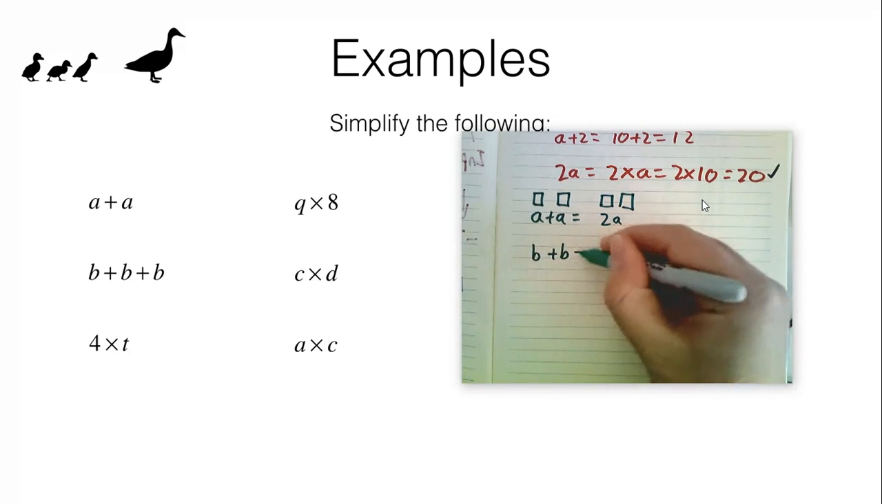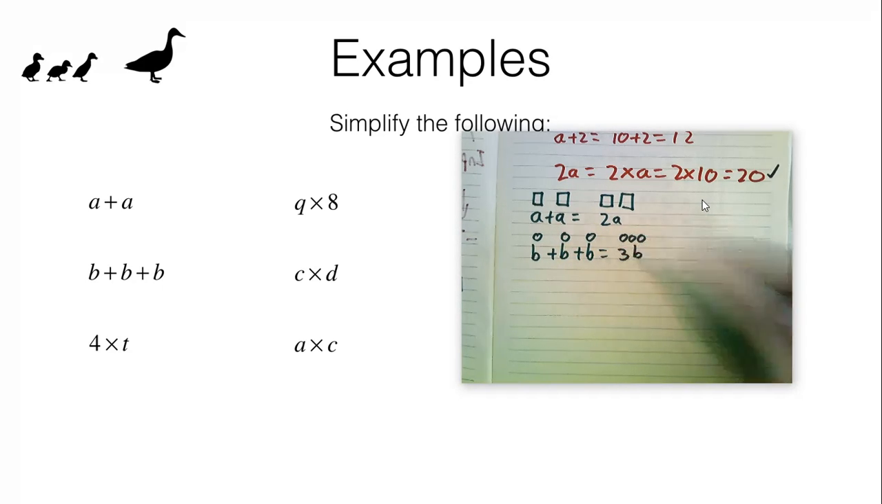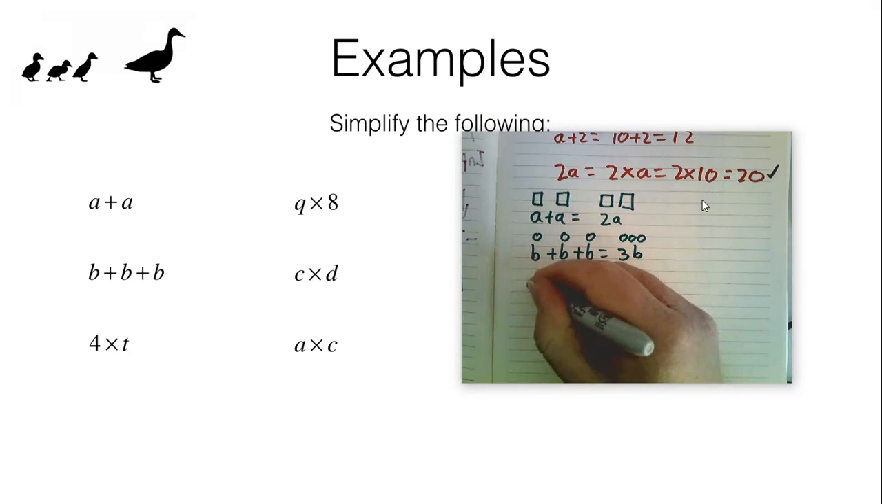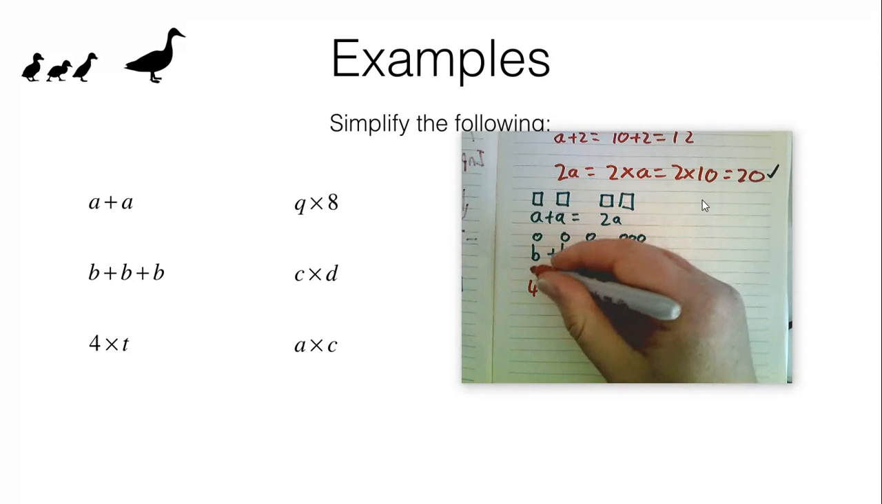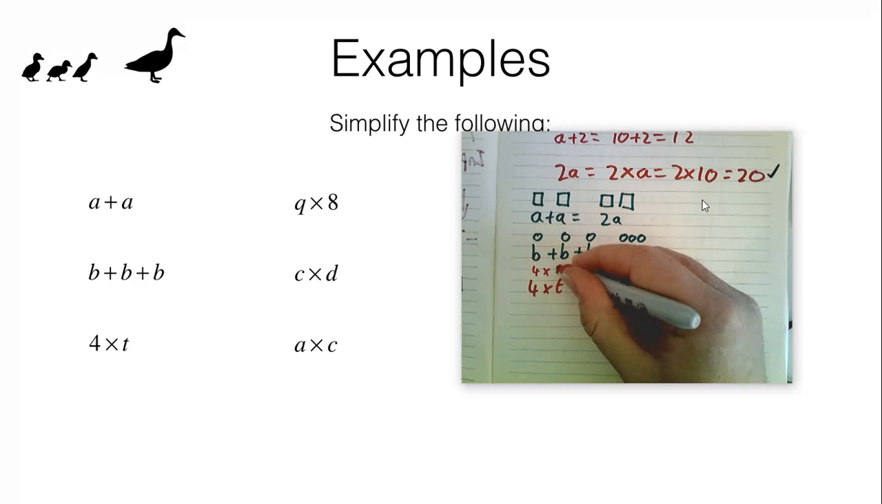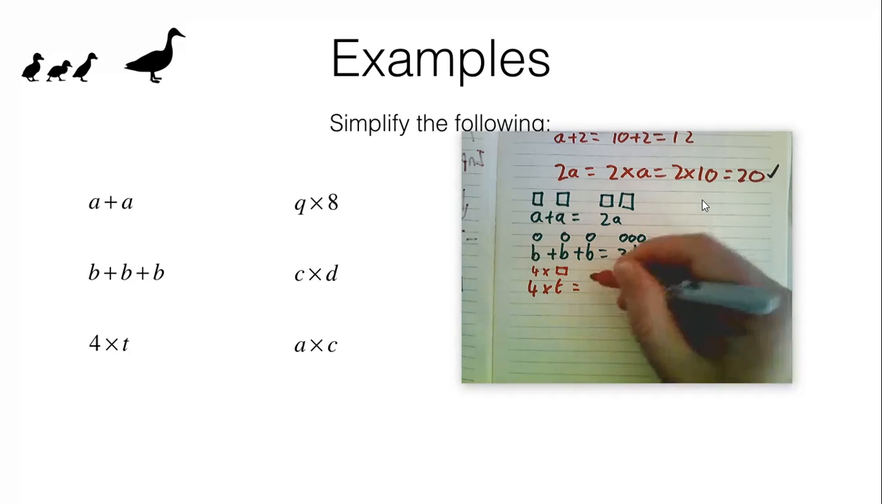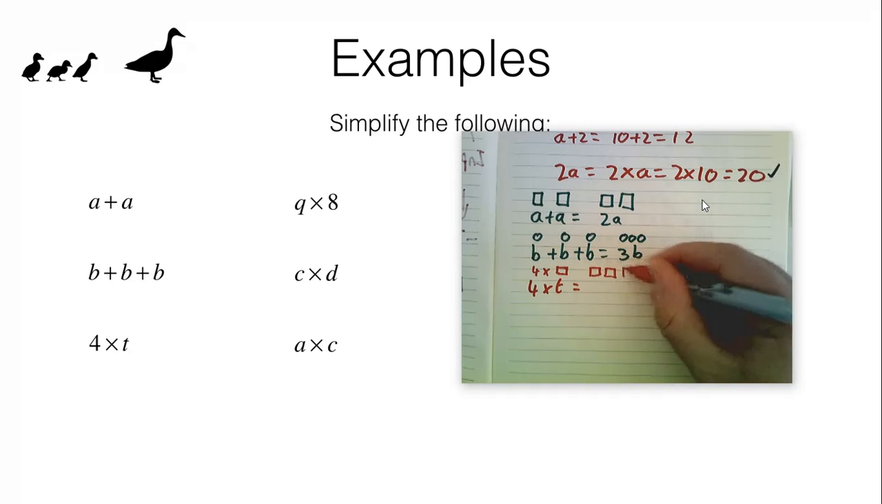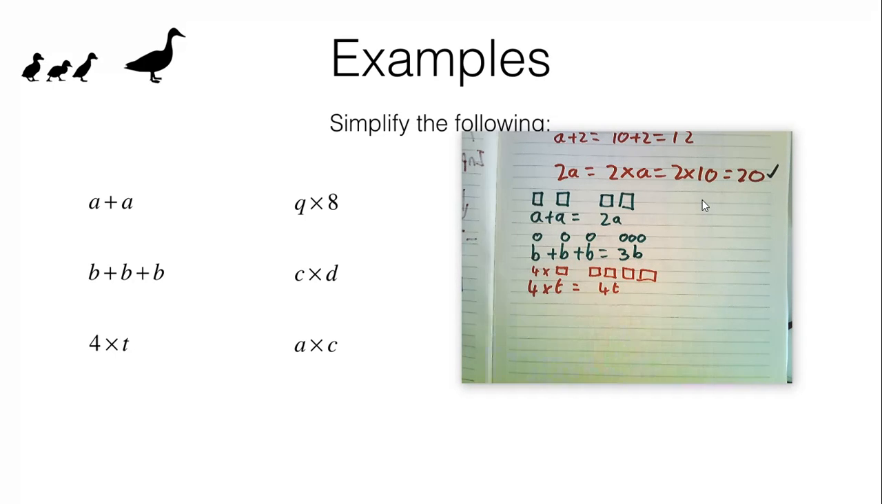B plus B plus B. If I've got a circle and a circle and a circle and I add them together, I have 3 circles, 3B. 4 times T. If I've got 4 lots of a rectangle, if I'm saying I've got 4 rectangles, 4 lots of rectangles, or 4 lots of T, I've got 4T. So 4 times T is 4T.